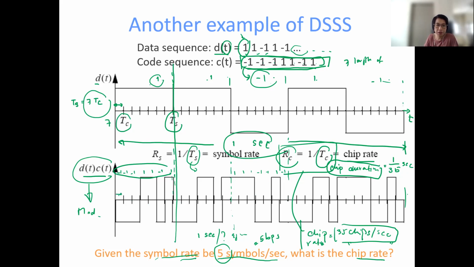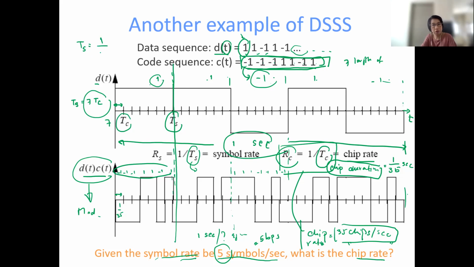So how about this one? Just only send one chip. You can take only 1 over 35 second, right? And how about symbol duration? If you know the symbol rate is 5, then you can calculate TS from what?